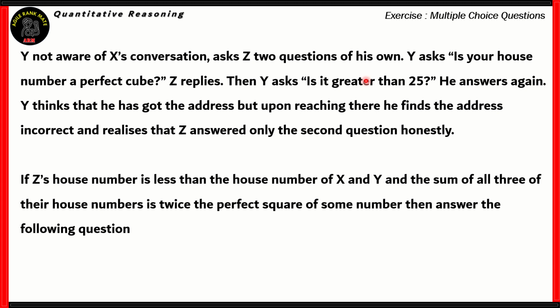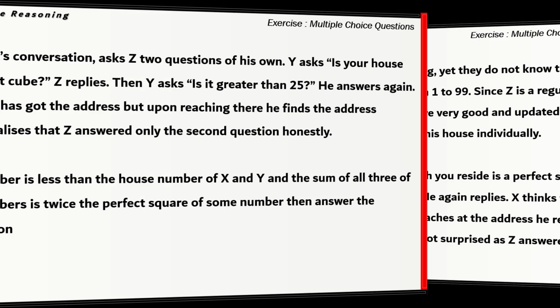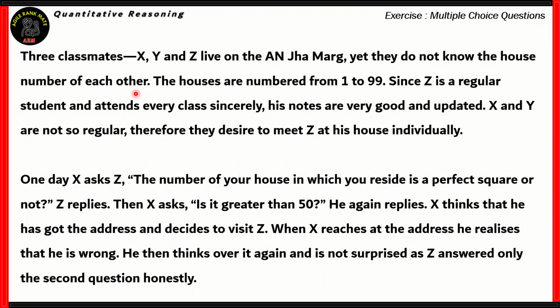So how do we solve this question? Well, let's look at each paragraph, shall we? If you look at the first paragraph, X, Y, Z live somewhere. They do not know their house numbers. Houses are numbered 1 to 99. Z is a regular student, attends class sincerely, notes very good. X and Y are not so regular, they want to meet Z.